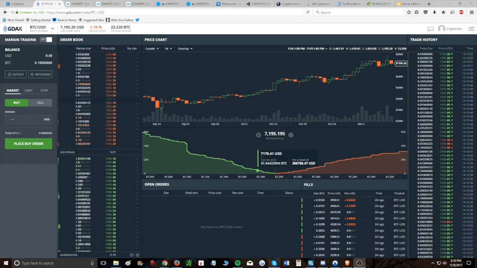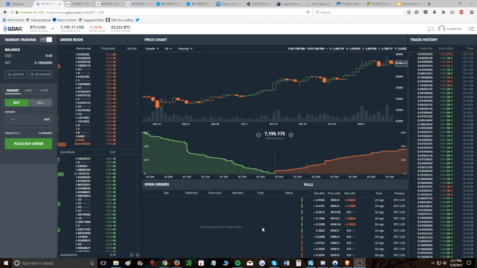GDAX is my favorite exchange to trade on. It's open to Americans, Europeans. I don't think it's open to Canadians or Australians or Africa, but for Europeans and Americans, GDAX is by far my favorite exchange. It's owned by Coinbase, and it has more of an exchange layout. We can see the chart, the order books, the orders going through.